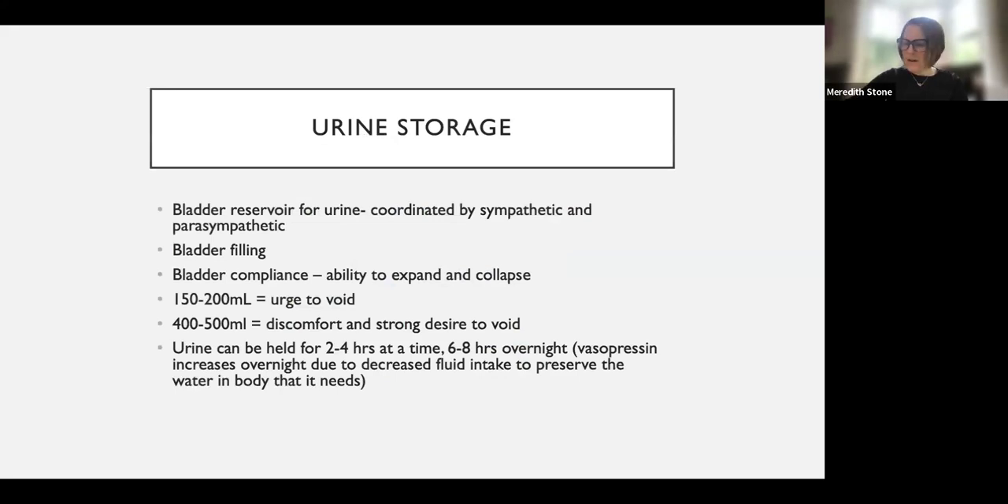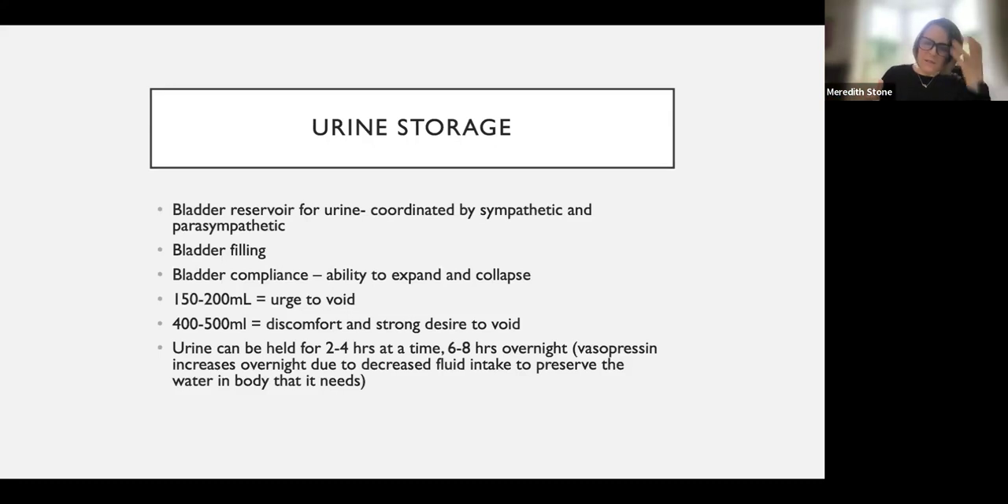Next, moving on to urine storage. So with urine storage, the bladder is really just like a holding tank, right? But it has a lot of control by the nervous system, and so there's the sympathetic and the parasympathetic system. Now the bladder's going to fill, and like we said, the bladder has the ability to expand and then contract. Around 150 to 200 is when you feel like you need to void, and it starts to feel much more uncomfortable as you get to the 500 range.